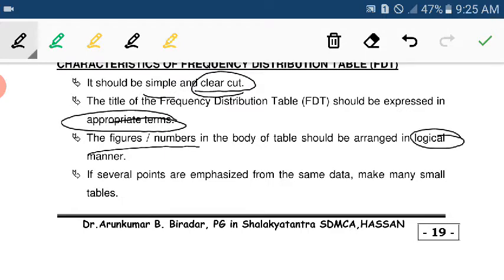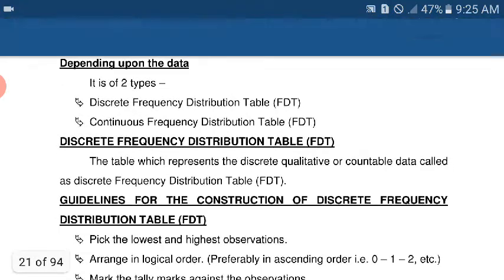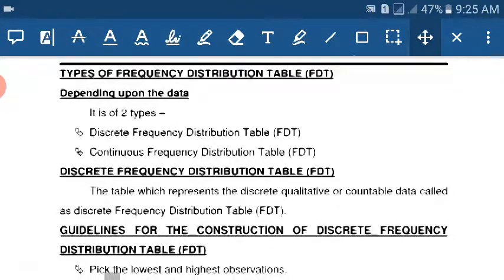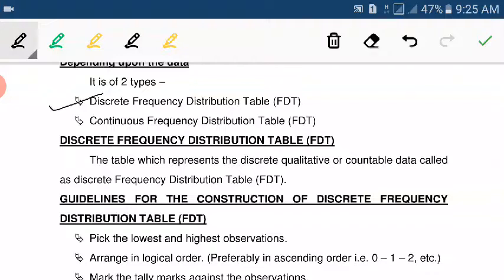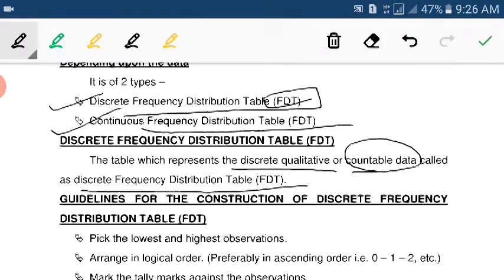If several points are emphasized from the same data, make small tables. Then, types of frequency distribution table. Depending upon the data, there are two types: discrete frequency distribution table, called an FDT, and the continuous frequency distribution table. What is a discrete frequency distribution table? The table which represents discrete qualitative or countable data is called a discrete frequency distribution.